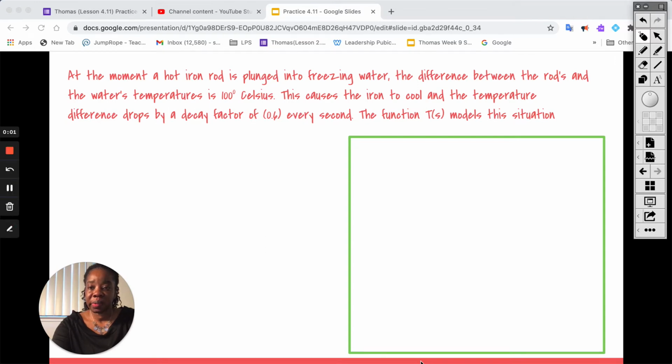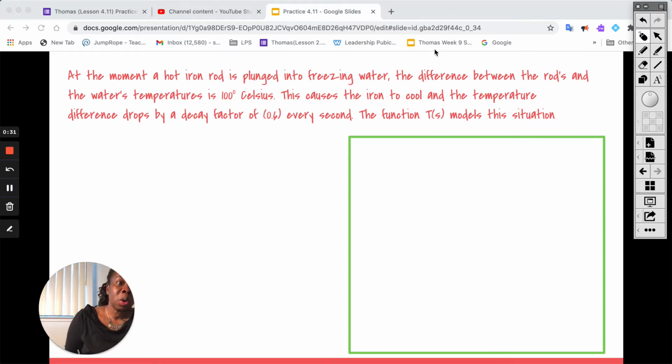All right, so this question says at the moment a hot rod is plunged into freezing water, the difference between the rod's and the water's temperature is 100 degrees Celsius. This causes the iron to cool and the temperature difference drops by a decay factor of 0.6 every second. So the function T of s models this situation.